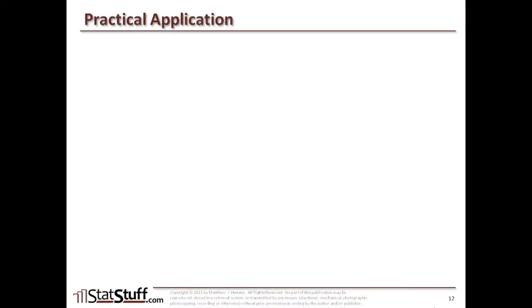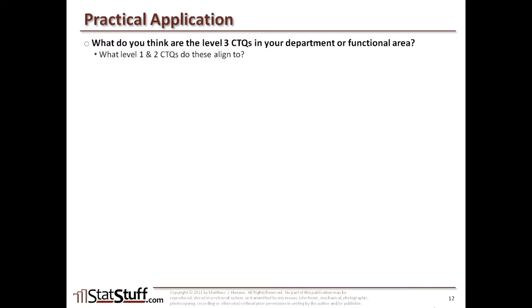All right, before we close this lesson, let's discuss how we can apply some of these concepts in a practical way. I know we went through a lot of detail in the CTQ drill down, but I want to ask you a few extra questions and things to look for. For example, what do you think are the level 3 CTQs in your particular department or your functional area? And then for those items, what do you think are the level 1 and level 2 CTQs that they all align to? And what other critical metrics do you have in your functional area that you just can't align to the CTQ drill down? I'd really challenge you to explore to find those.